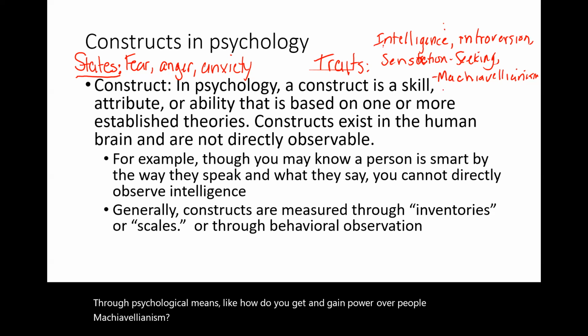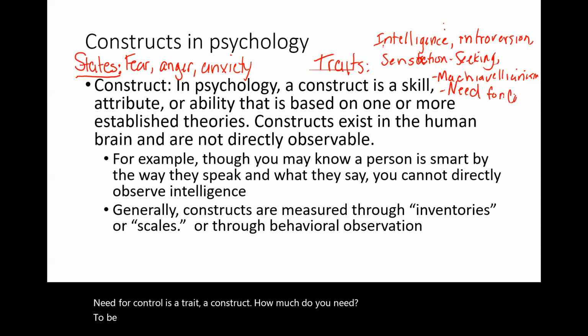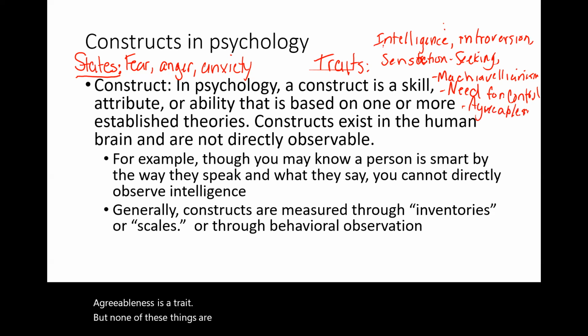Need for control is a trait, a construct. How much do you need to be in control of things? Agreeableness is a trait, but none of these things are directly observable. We can do a little inventory, we can look at behaviors and infer how agreeable someone is, but they're not directly measurable. That's what we mean by construct.